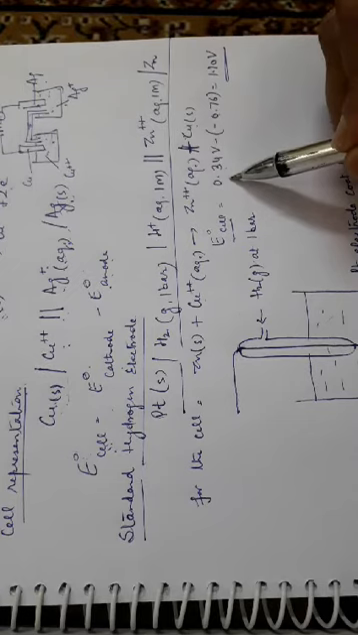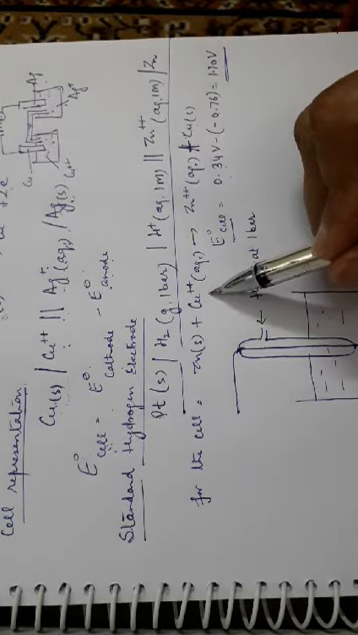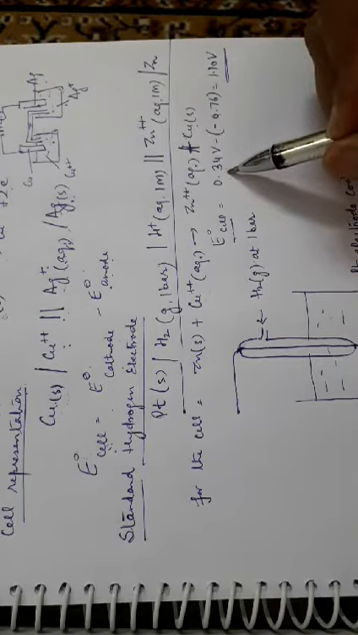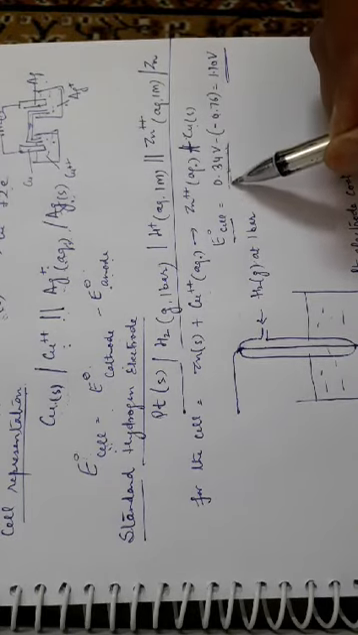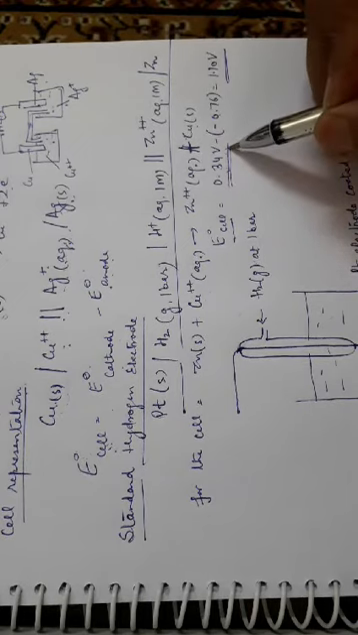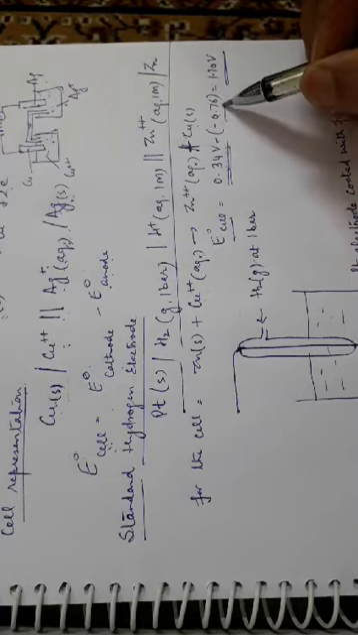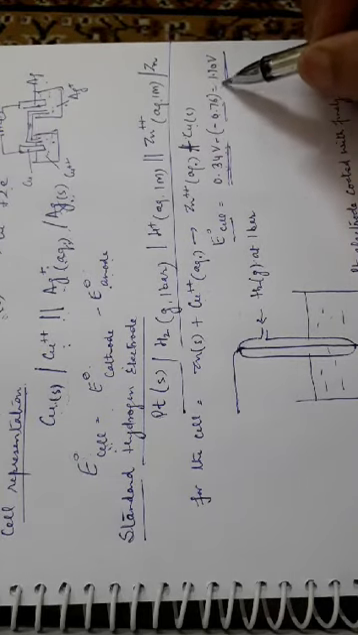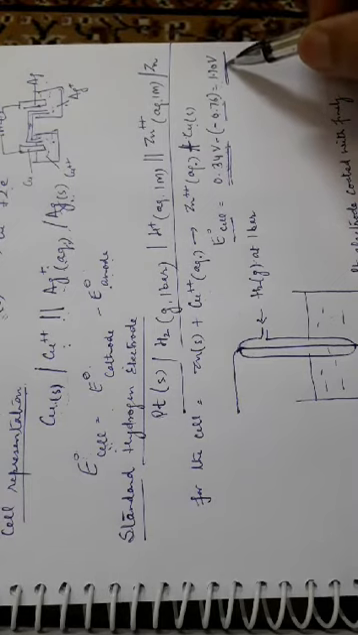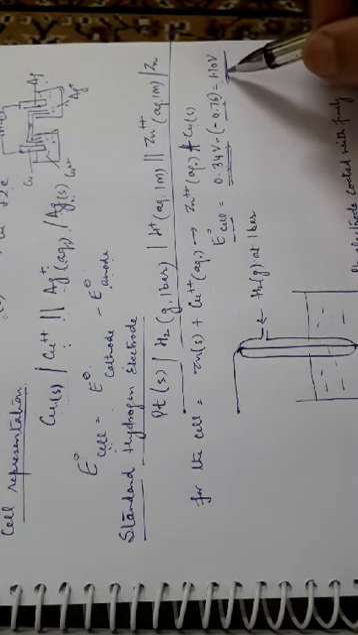E naught cathode would have been what? What is acting as cathode in this? Copper was acting as cathode. So E naught copper is plus 0.34 volt. The value taken from the standard electrode potential series, minus E naught anode. Anode is zinc. The value is minus 0.76. And how much do we get? We get 1.10 volt. The potential difference, the potential is expressed in the unit volt.